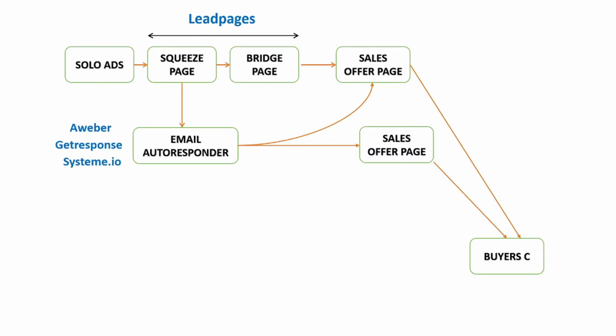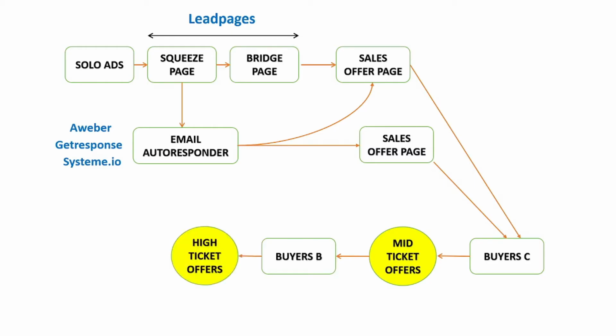Now from buyers list C, we are going to promote big ticket offers to build our buyers list B. Buyers list B is going to be our privileged customers, and from there we are going to build our buyers list A through high ticket offers. Buyers A will be our VIP customers, where they are going to purchase products in thousands of dollars, maybe 1,000, 2,000, 5,000, 10,000, even 20, 30,000. So we are always going to promote the high ticket offers to buyers list A and not the low ticket offers.